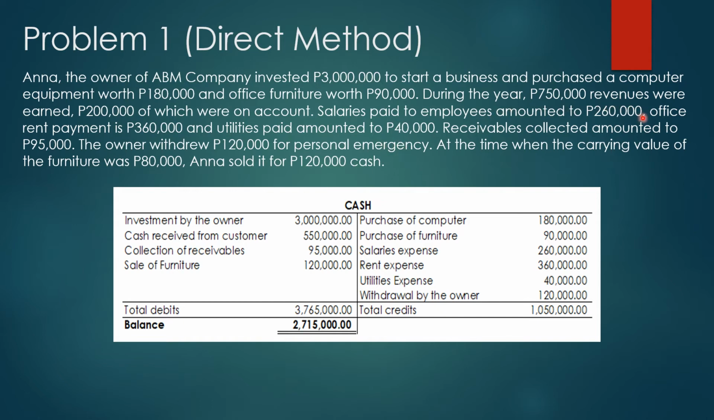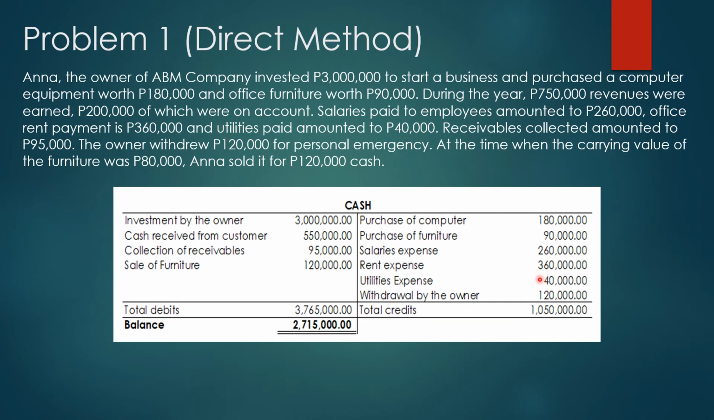Next, salaries paid to employees amounted to 260. So, nagbayad ka raw ng salaries expense. Ang sahod ng mga empleyado mo, 260. So, kung nagbayad ka, nawalan ka ng pera ngayon, di ba? So, you have credit, 260,000. Next, office rent payment is 360. So, rent expense mo, 360. Again, cash outflow.